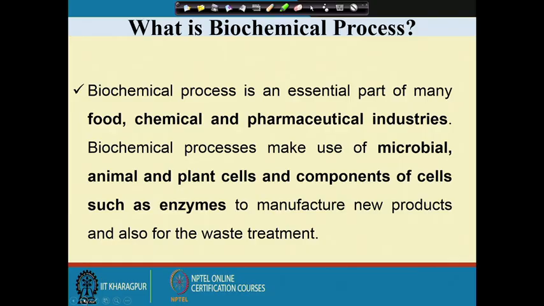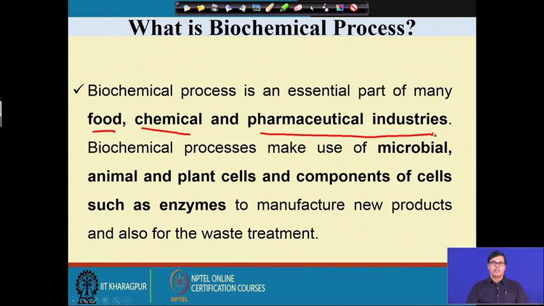A biochemical process is an essential part of many food, chemical and pharmaceutical industries. Let me give an example: if you look at the food industry, we know the cheese making industry. In cheese making, we produce cheese for the preservation of milk and protein, which is a very important diet for our health. So, this is a process through which you can preserve food.